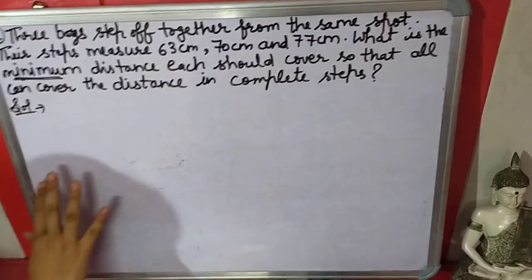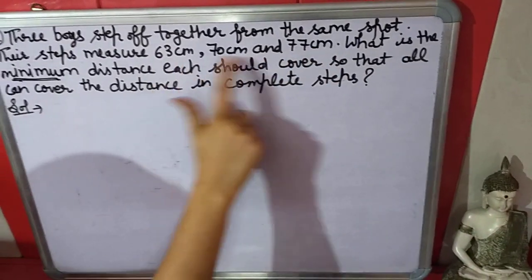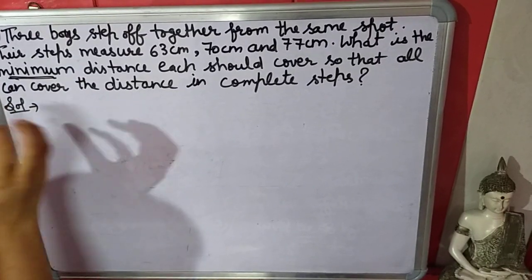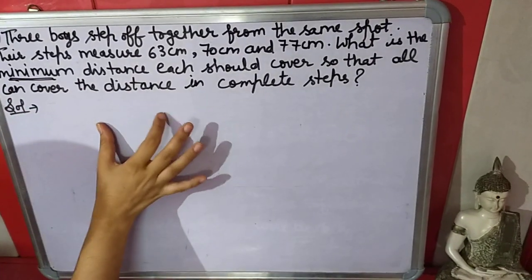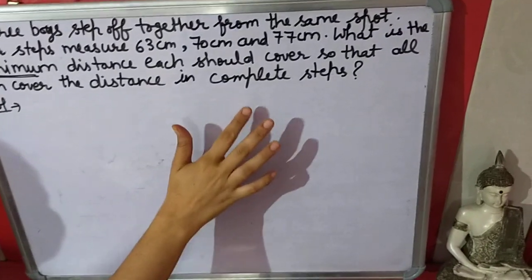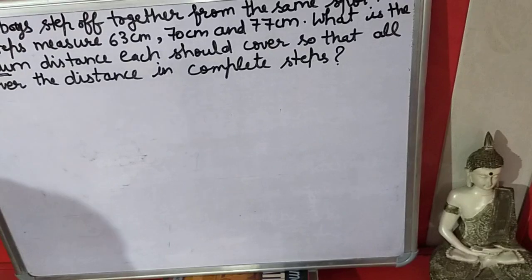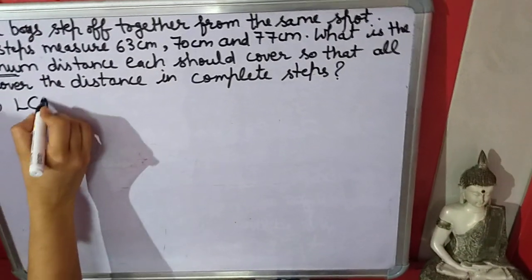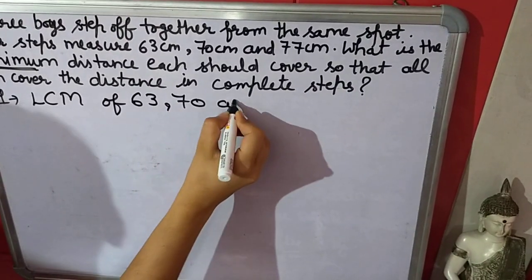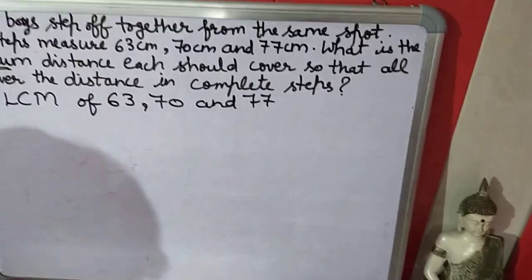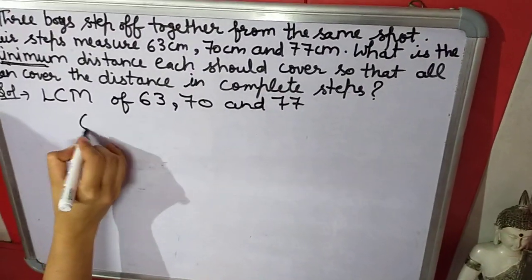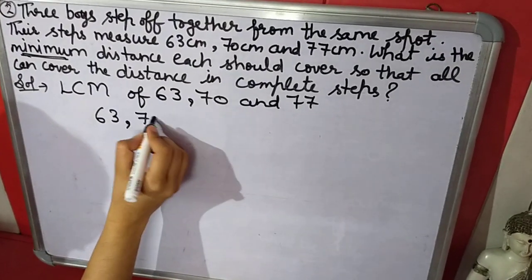Okay, so these are the step measurements of the 3 boys. So we have to find what is the minimum distance each boy covers so that all can cover the distance in complete steps. So we will find here LCM of 63, 70 and 77. You did LCM in 5th class also. In LCM, we will write the numbers together.